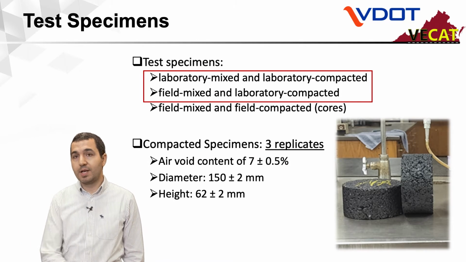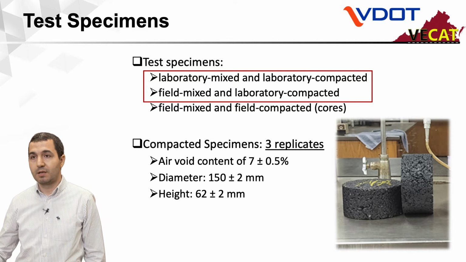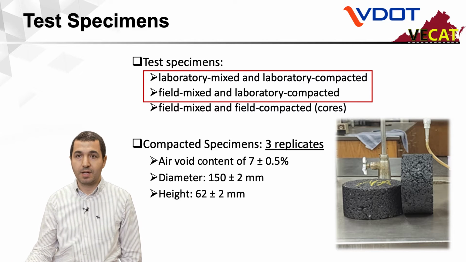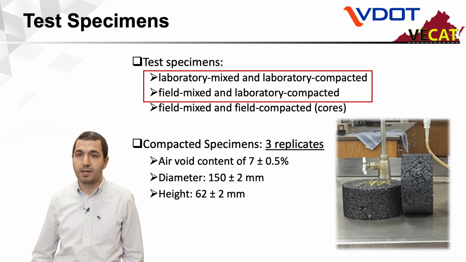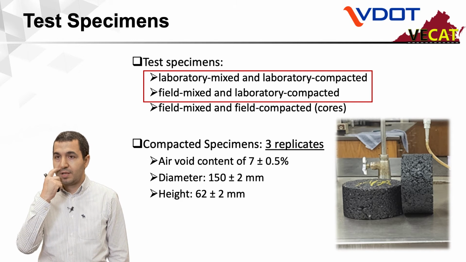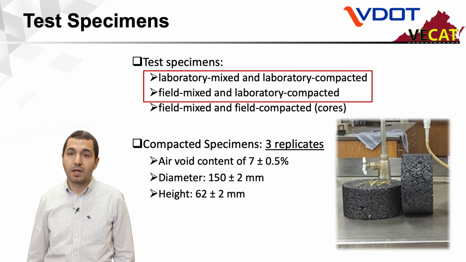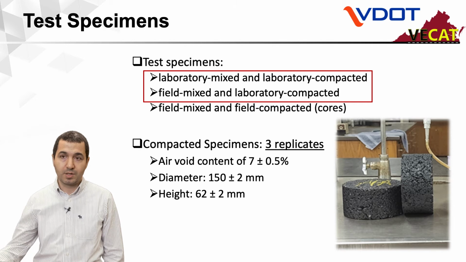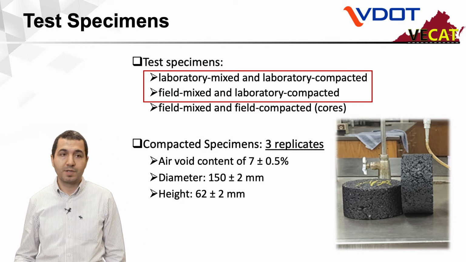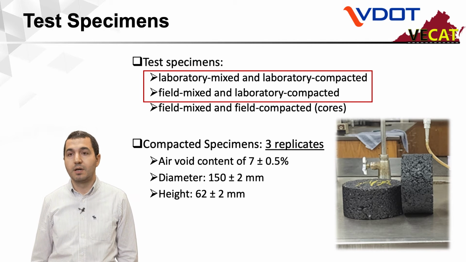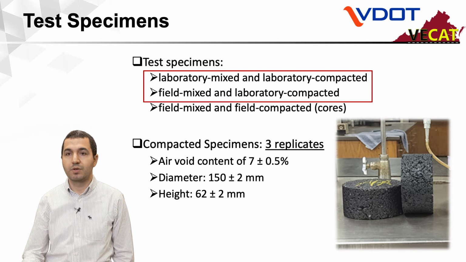As for all other tests, two types of specimens are required: laboratory mixed and laboratory compacted for your mix design stage, and field mixed and laboratory compacted for your production stage testing. Again, for this test, we are requiring 3 replicates as opposed to 4 replicates in APA, an air void content of 7% plus or minus 0.5%, and a diameter of 150 millimeters and a height of 62 millimeters. Again, these are the dimensions that are used for the cracking test.